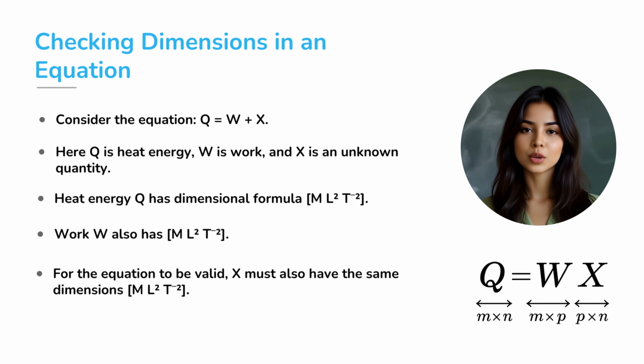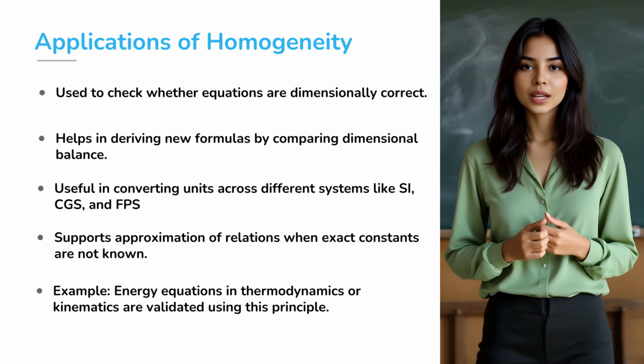For the equation to hold true, the unknown X must also have the same dimensional formula, mL squared T to the power minus 2. As you can see in the diagram, each term points to the same dimensional form, making the equation dimensionally homogeneous. So where do we actually apply this principle?